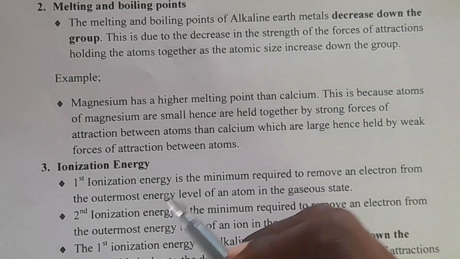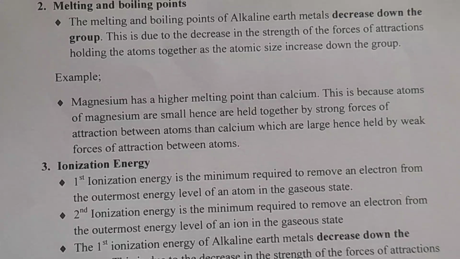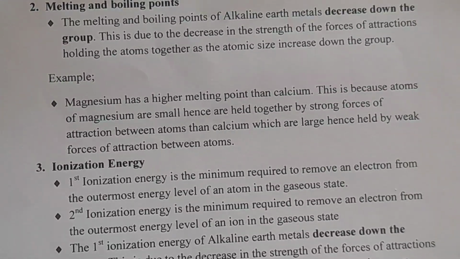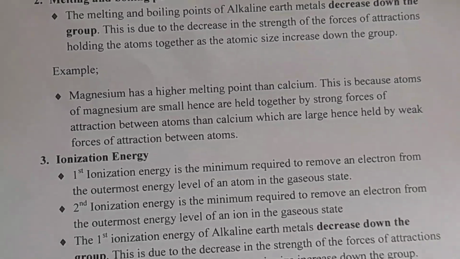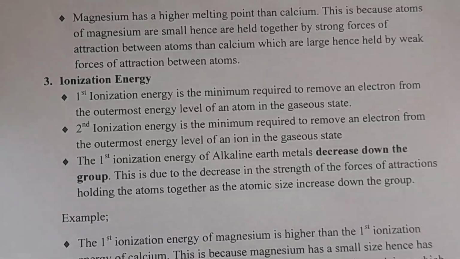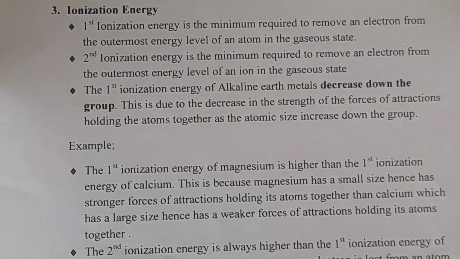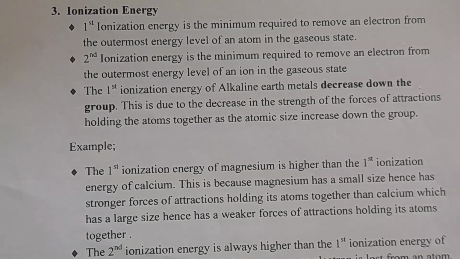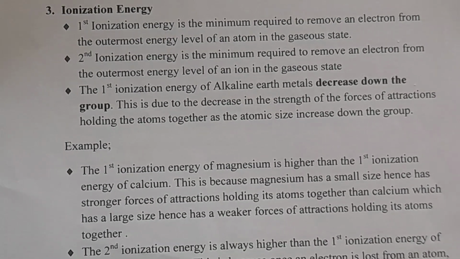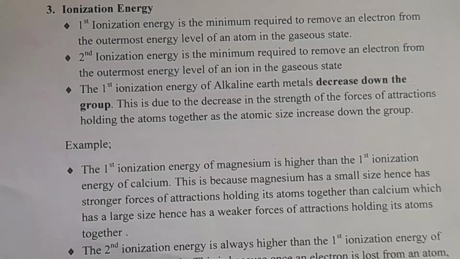Next, number 3, we are going to go to ionization energy. Remember, alkali metals have only one electron in their outermost energy level, so they have only the first ionization energy. But alkaline earth metals have 2 electrons in their outermost energy level, so they are expected to have 2 ionization energies. That's the first ionization energy and the second ionization energy.